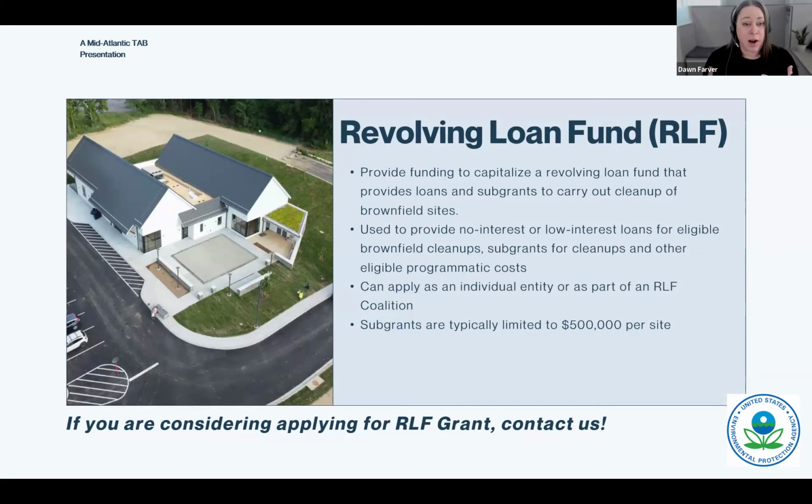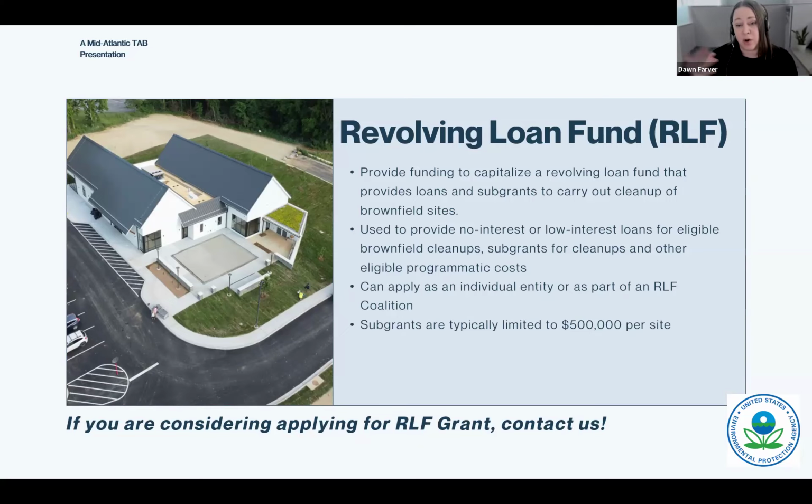This is generally going to be more applicable for a larger organization, a city, because it does involve a lot of financial things that are a little bit different from some of our other grants. But if you apply and receive a revolving loan fund, that can be used by you as that entity to provide no interest or low interest loans for eligible brownfield cleanups, sub-grants for cleanups, and other eligible programmatic costs.